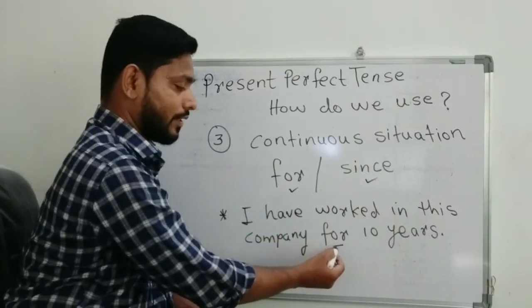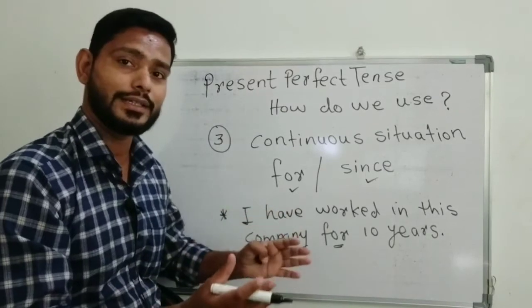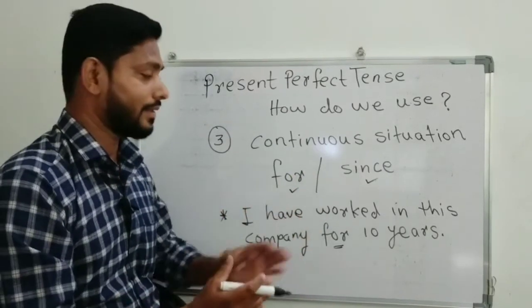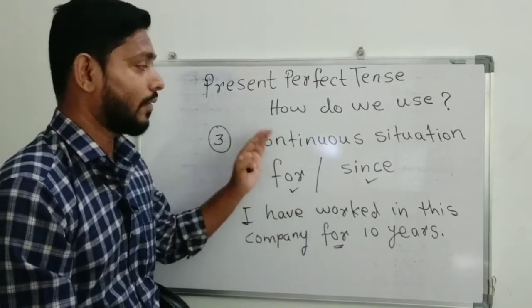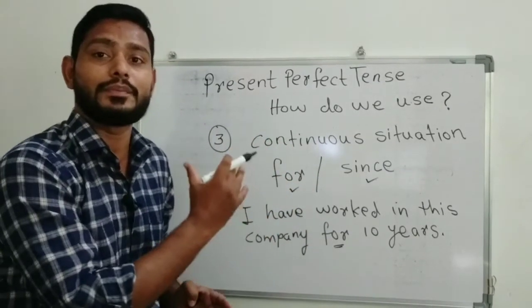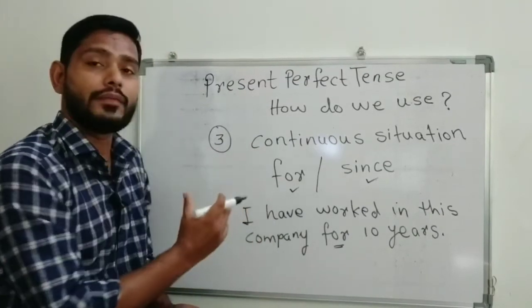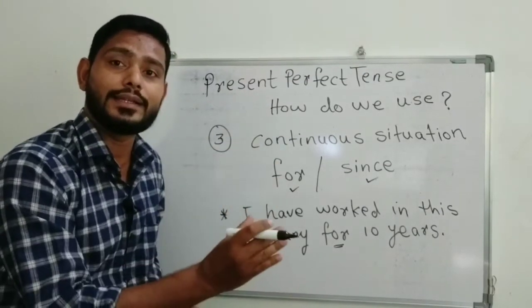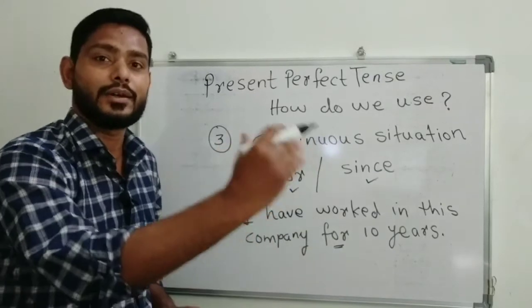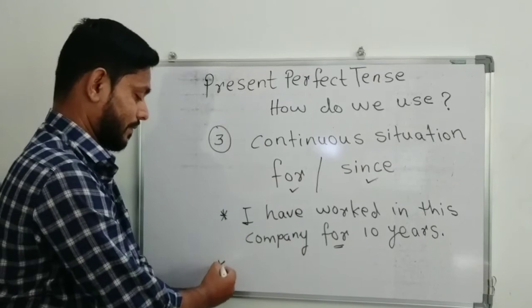So here the word for is used to talk about an action already done, continued for a period of time. So that's called a continuous situation. We use present perfect tense. Let's see another sentence in present perfect. An action has already started in the past, but still it is going on. There we use since.